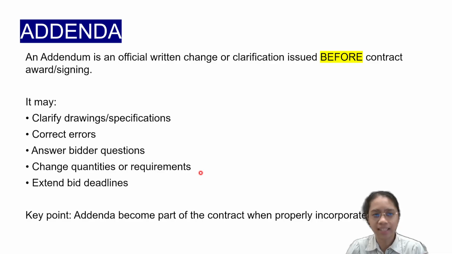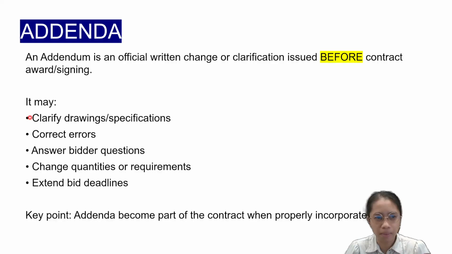Addenda. Addenda is a document, an official written change or clarification issued before the contract award or signing. It can be a series of clarification. That's why one is called an addendum. More clarification is called an addenda.